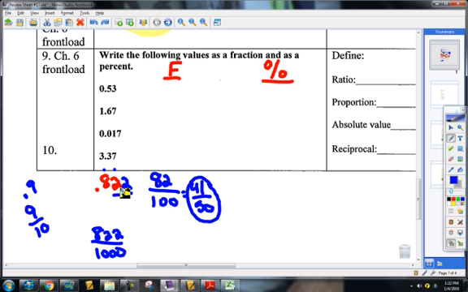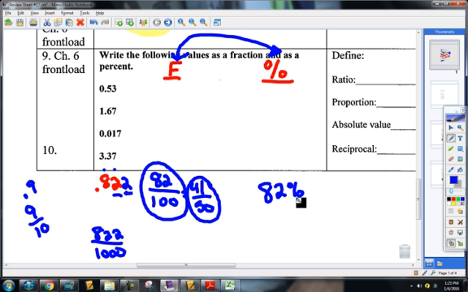Now, if we're ready to turn this into a percent, I really should have flip-flopped these, really. That's actually easier to do. I think it's easier to go from this to a percentage than to a fraction. But that's okay. Regardless, you know right here that anything that's out of 100 is automatically the percentage. So that would be 82% right there.